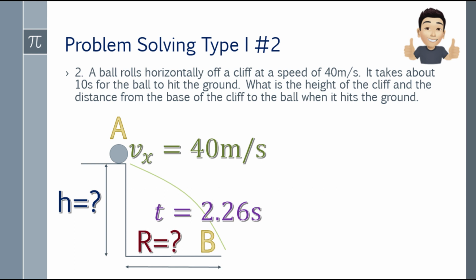Alright, so problem solving type 1, number 2. A ball rolls horizontally off a cliff at a speed of 40 meters per second. It takes about 10 seconds for the ball to hit the ground. What is the height of the cliff and the distance from the base of the cliff to the ball when it hits the ground? So, hinahanap dito yung height and range. Yung bola daw gumulong horizontally off a cliff sa may velocity daw ng 40 meters per second. Tapos, tumagal daw to ng 10 seconds bago siya makapunta sa ground or ma-hit yung ground. So, hinahanap dito yung height and range.